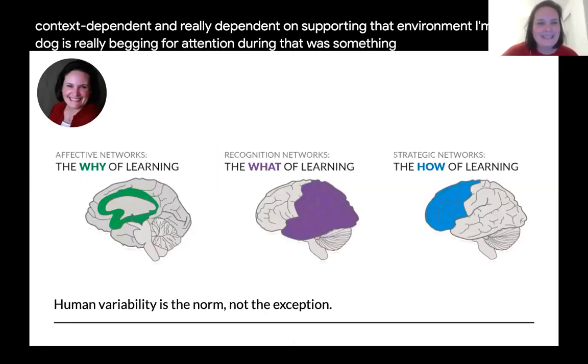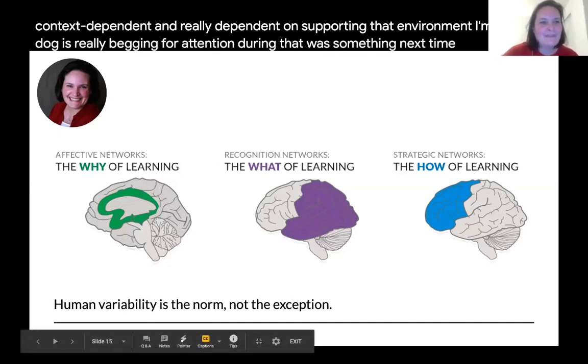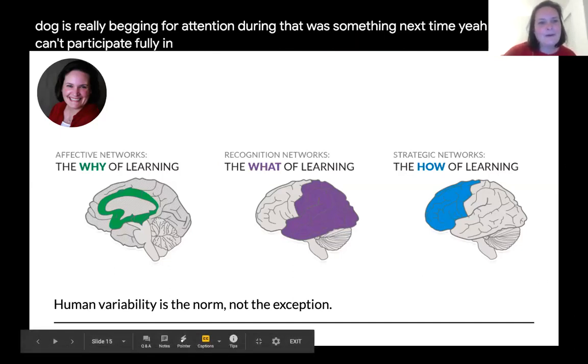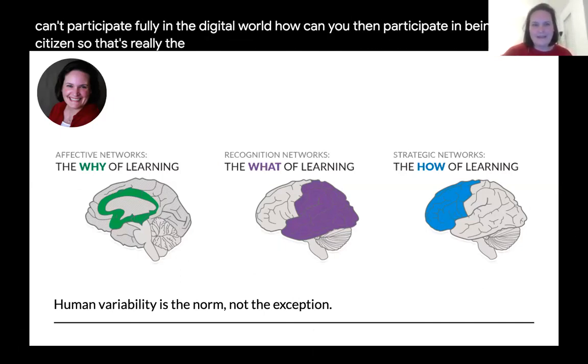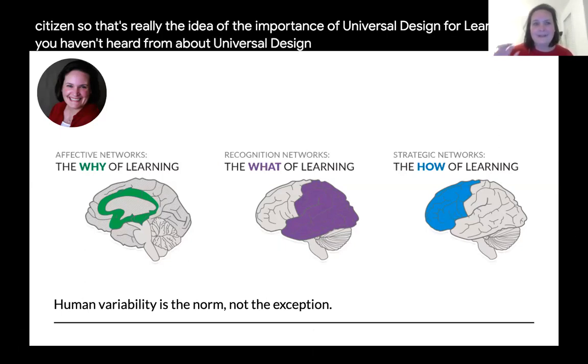And if you could go to the next slide. Yeah, so if you can't participate fully in the digital world, how can you then participate in being a digital citizen? So that's really the importance of Universal Design for Learning. And if you haven't heard about Universal Design for Learning, here's a super, super quick crash course.